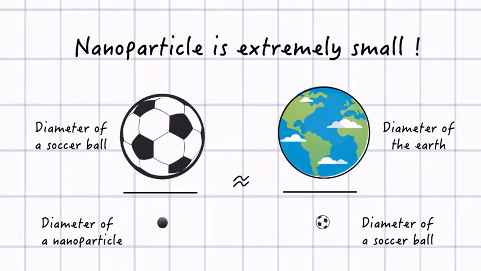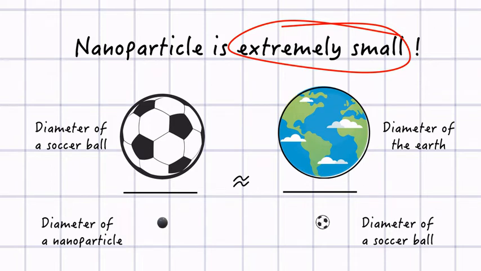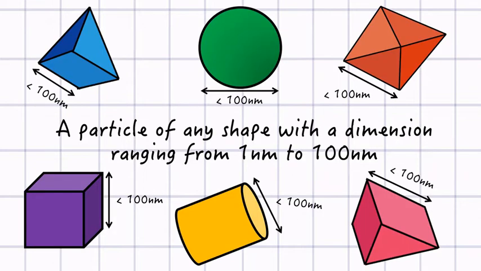Simply, nanoparticles are extremely small particles. If you compare the diameter of nanoparticles to the diameter of a soccer ball, it is like comparing the diameter of the soccer ball to the diameter of the Earth. According to the International Union of Pure and Applied Chemistry, a particle of any shape with a dimension in the range of 1 nanometer to 100 nanometers can be identified as a nanoparticle.